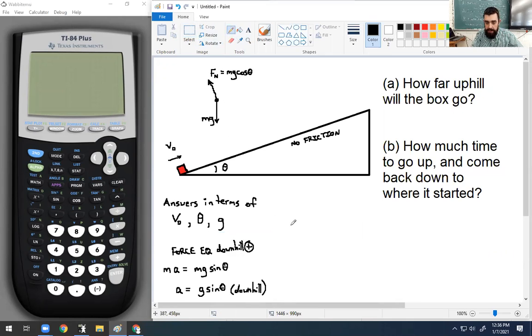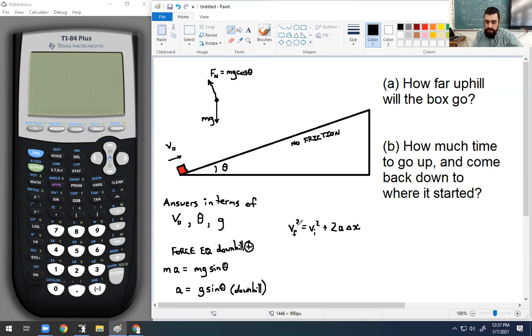So we're doing part A. We need to figure out what distance it's going to get up to. So that's a linear kinematics equation. There's no time involved in part A. So Vf squared equals Vi squared plus 2 times A times delta x.